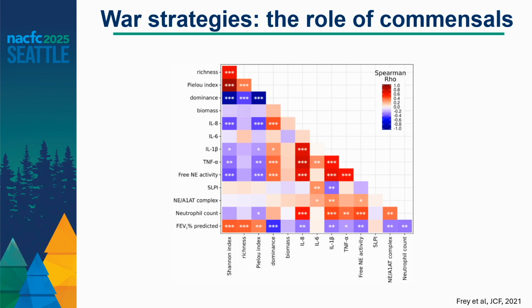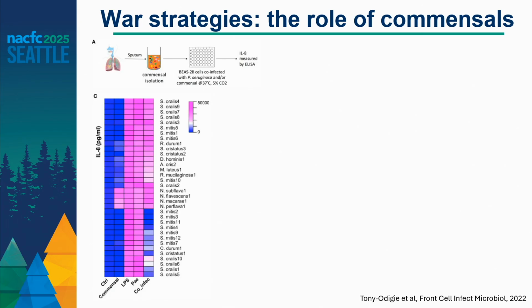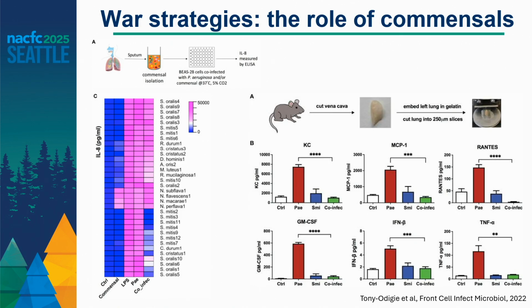A few years ago, Marcus Small's group basically showed that a reduction in Shannon index was correlating with basically increased inflammation in the lung. So another study that addressed directly the role of commensals showed that basically there are certain species of Streptococcus that can reduce IL-8 production by epithelial cells. And they show this in vitro, and they show this in vivo. So presence of certain bacterial species in our microbiome can actually prevent chronic inflammation.